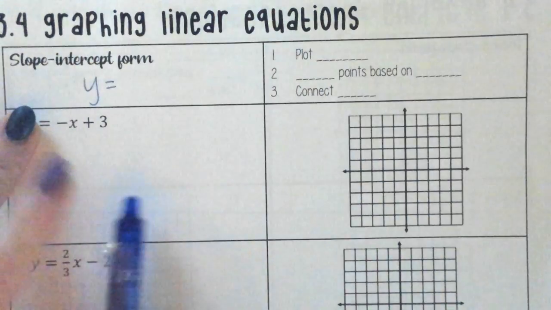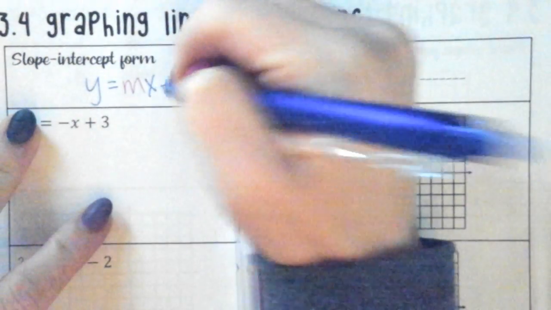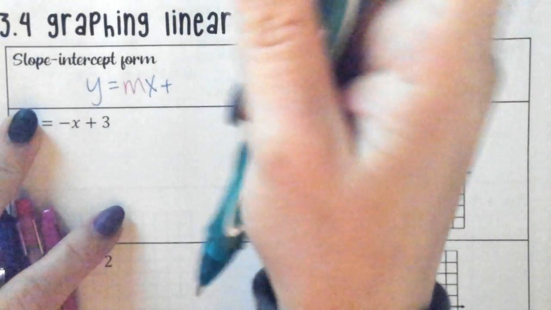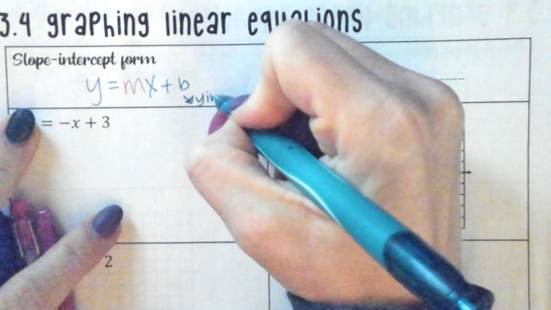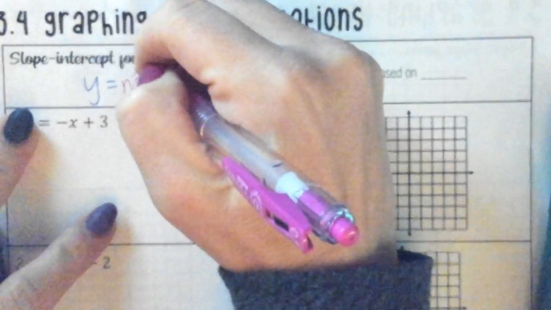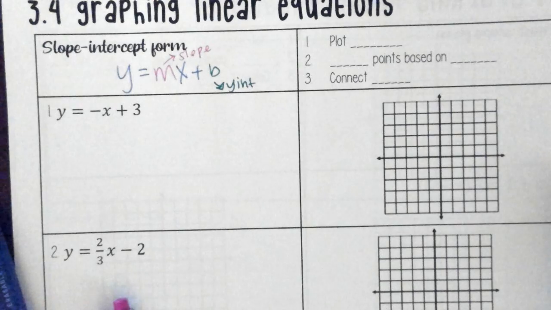This is y equals mx plus b, where my b is my y-intercept and my m is my slope. So we know that this is in slope-intercept form because it's in y equals, y is by itself. First, what I want you to do is identify the slope and the y-intercept.